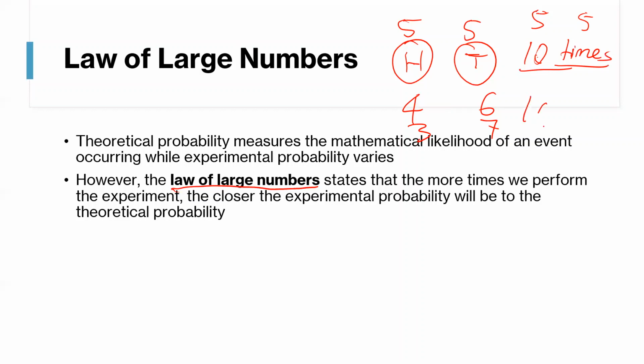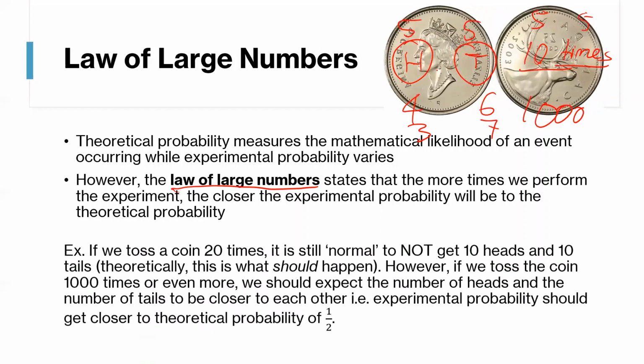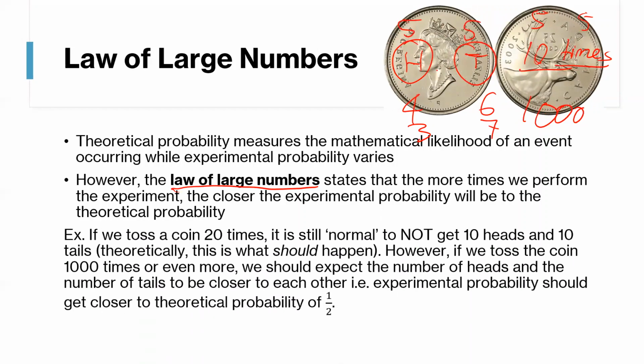But if I did this 1,000 times, or even more, like 10,000 times, I really should be getting pretty close to 50-50 here. I shouldn't be having one outcome proportionally a lot more than the other one, right? They should be pretty close to each other. As a quick example with the coin, if I were to toss it 20 times, it's pretty normal for us to not get exactly half and half. If you do, great, but it's not necessarily going to happen, right? There's nothing weird about that.